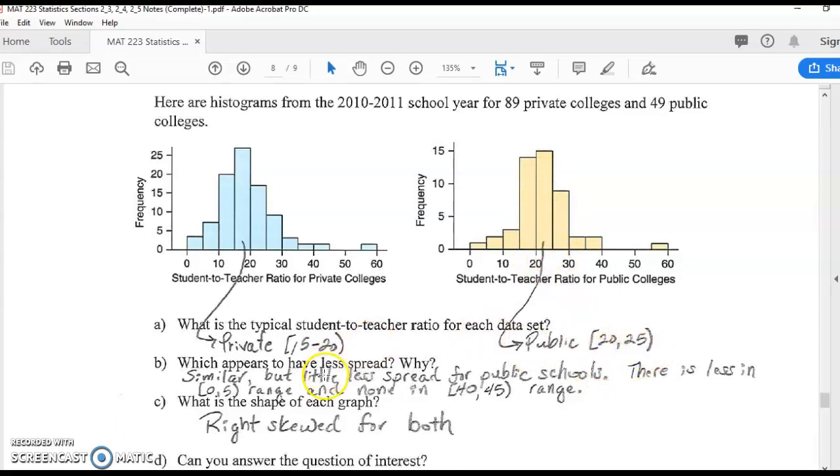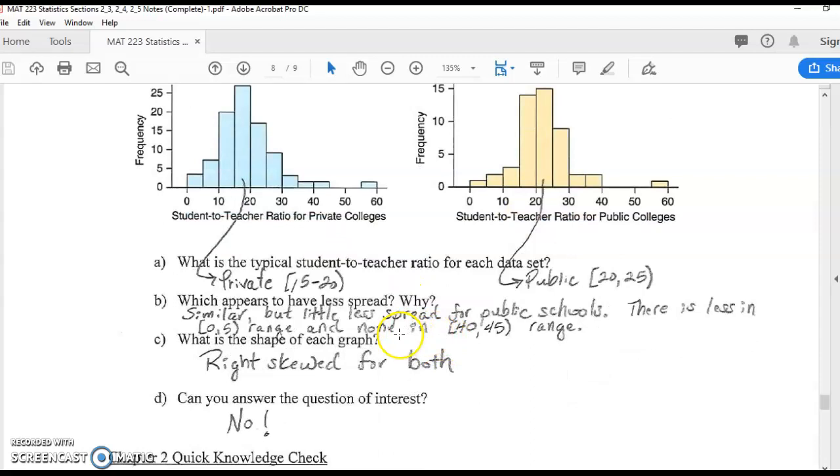Now, which appears to have less spread and why? When I was looking at this, I said, well, kind of similar spreads. Maybe a little less spread for the public schools here. There is less in the 0 to 5 range. There's none in the 40 to 45 range like the private schools have. So I would say maybe a little less spread for public schools. They both look like they're definitely a little right skewed.